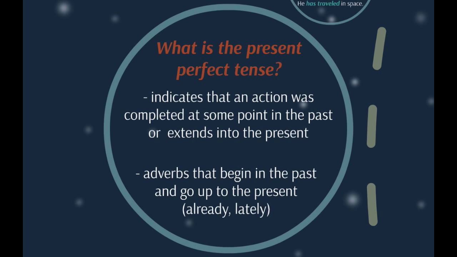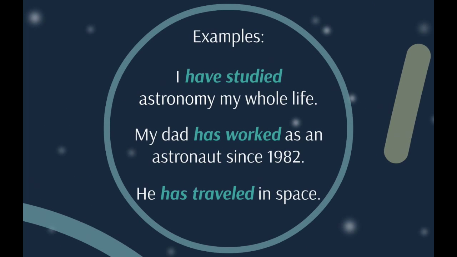Present perfect tense indicates that an action was completed at some point in the past, or that the action extends into the present, and is often used with adverbs that begin in the past and go up to the present. Examples of the present perfect tense are: I have studied astronomy my whole life. My dad has worked as an astronaut since 1982. He has traveled in space.